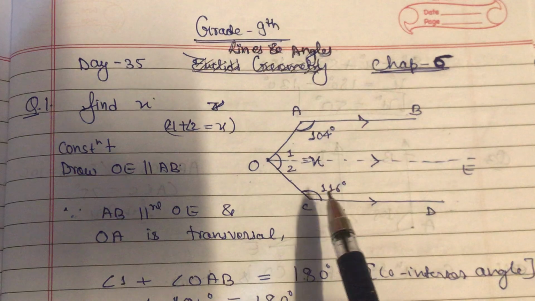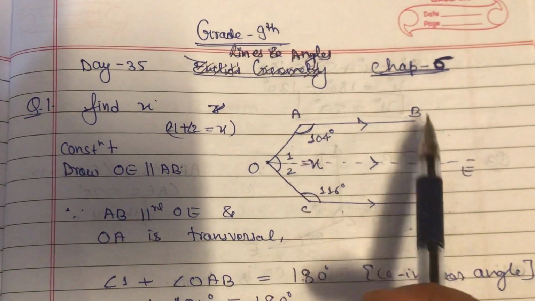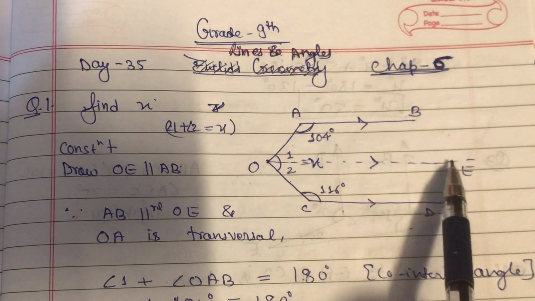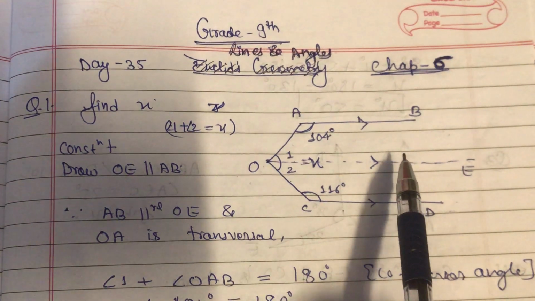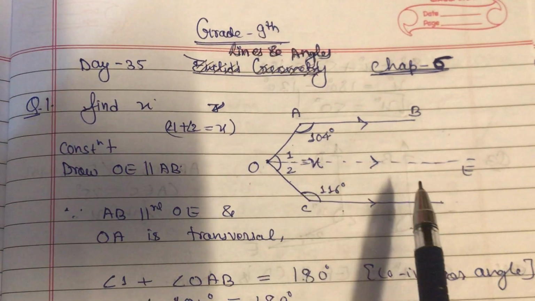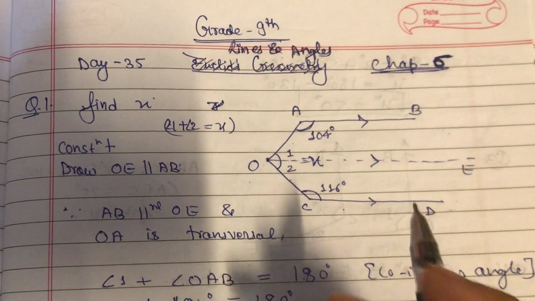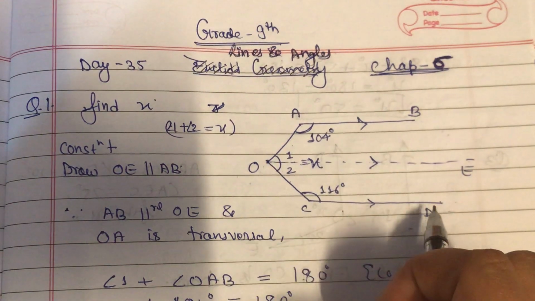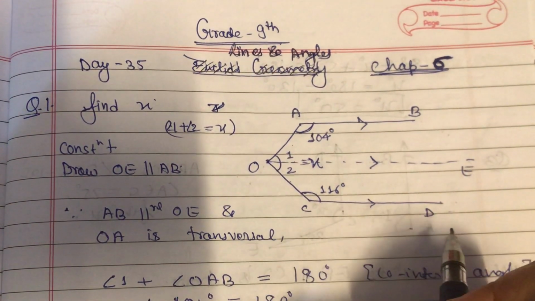So one construction which I'll make is that I'll draw OE, which is parallel to AB and CD. If you have noticed, it is drawn with a dotted line. Dotted line in geometry means not an actual line, right? Solid line means the actual lines. So I will draw OE with a dotted line such that OE is parallel to AB. Now AB is already parallel to CD and OE is parallel to AB, then we can say that OE is also parallel to CD.